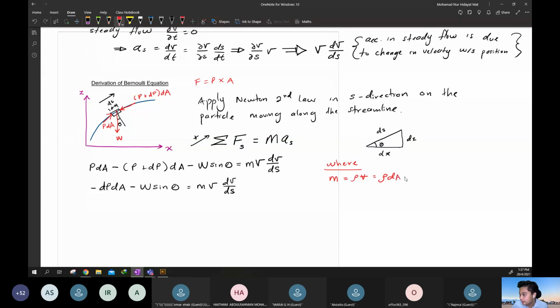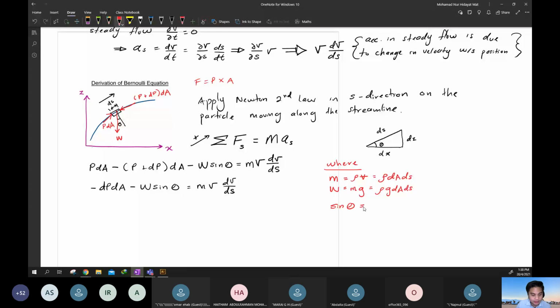The weight, on the other hand, is mass multiplied with gravity. So we just put the gravity here, and we get rho g dA dS. And from here we can see that we have mass, we can replace here. We have weight, we can replace here. And we have sine theta, equal to opposite over hypotenuse, which is dz/dS.